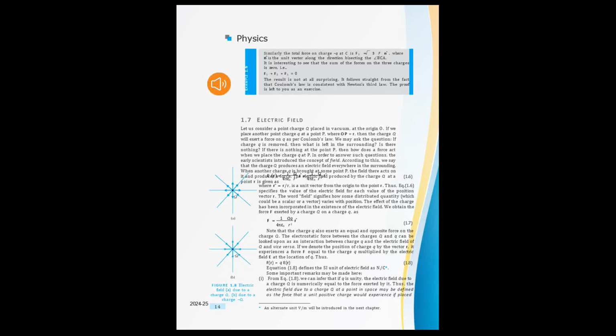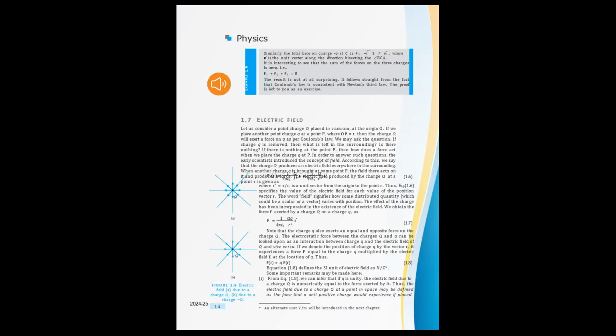In order to answer such questions, the early scientists introduced the concept of field. According to this, we say that the charge Q produces an electric field everywhere in the surrounding. When another charge q is brought at some point P, the field there acts on it and produces a force. The electric field produced by the charge Q at a point r is given as E of r is equal to 1 by 4 pi epsilon naught Q by r square r cap, where r cap is equal to r by r, a unit vector from the origin to the point r.